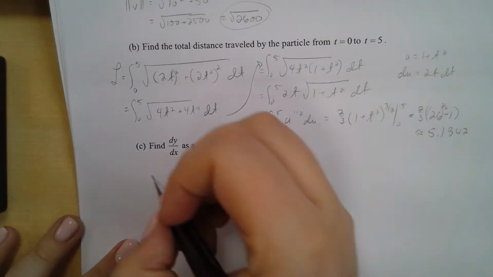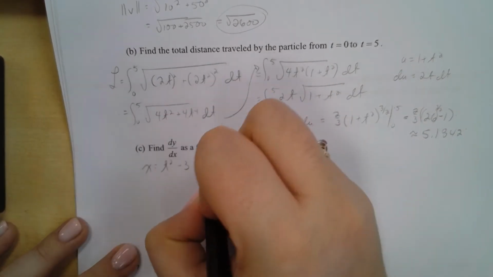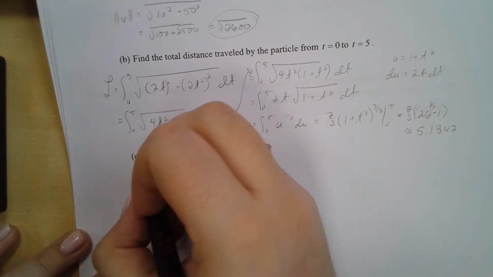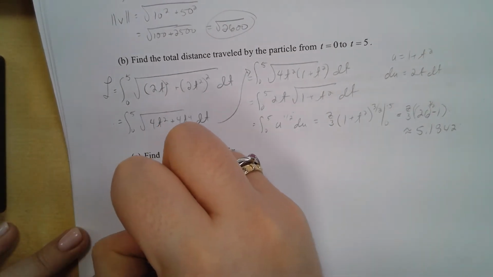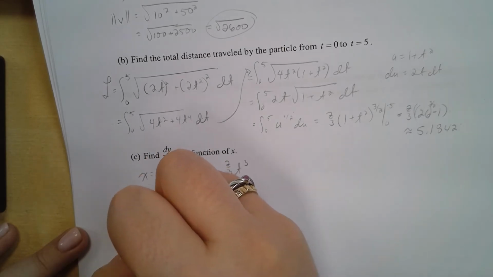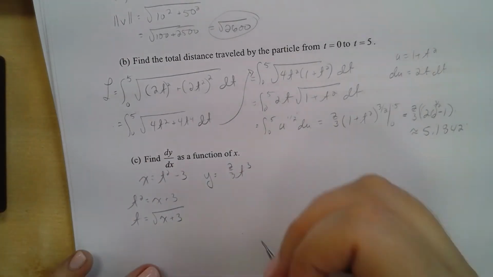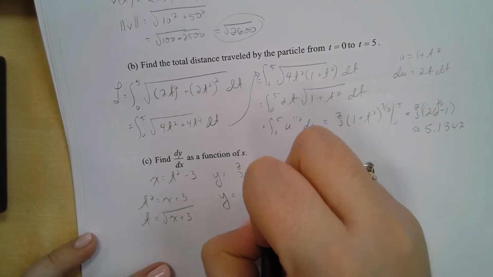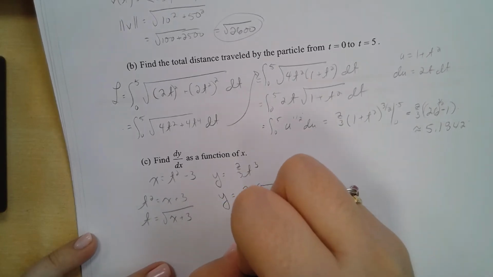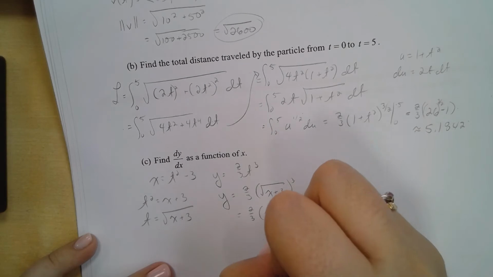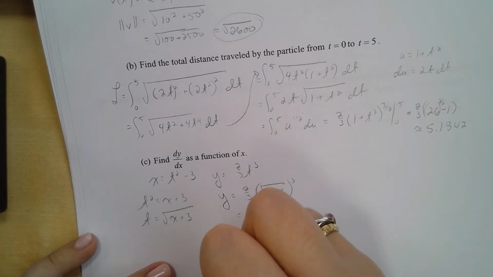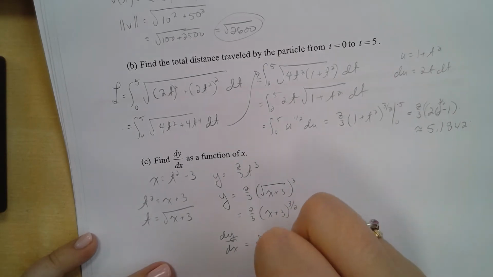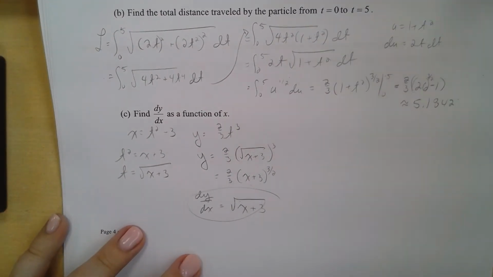Well, x is equal to t squared minus 3, and y is equal to 2/3 t cubed. So I'm going to put x in terms of t. So t squared is equal to x plus 3. T is equal to the square root of x plus 3. This has to be positive because t can't really be negative, right? So y is going to be equal to 2/3 times the square root of x plus 3 cubed, which equals 2/3 times x plus 3 to the 3/2. So dy over dx, we're going to find that derivative. We're going to end up just getting the square root of x plus 3. All right, so far so good?